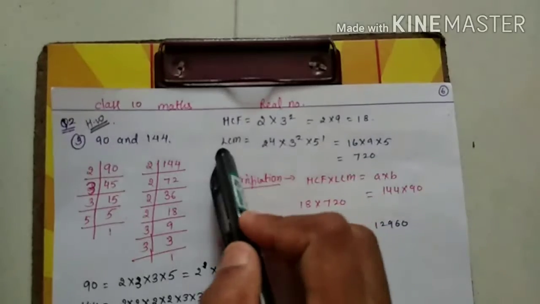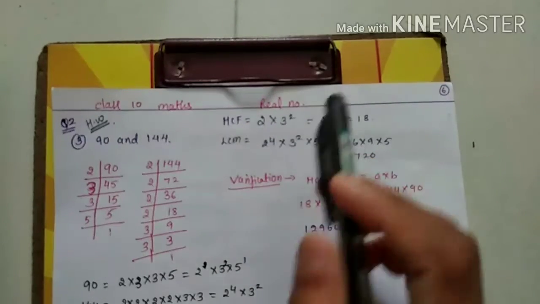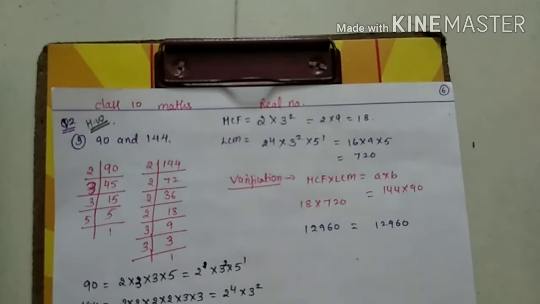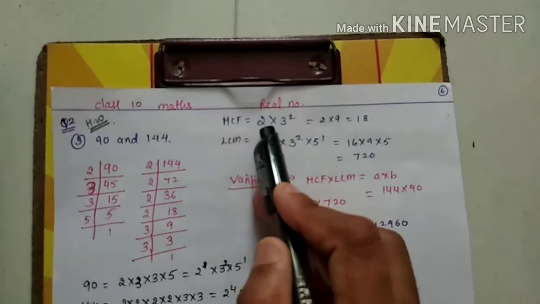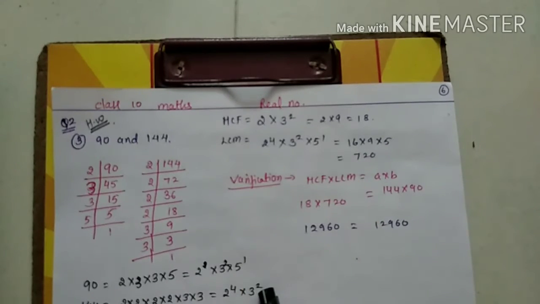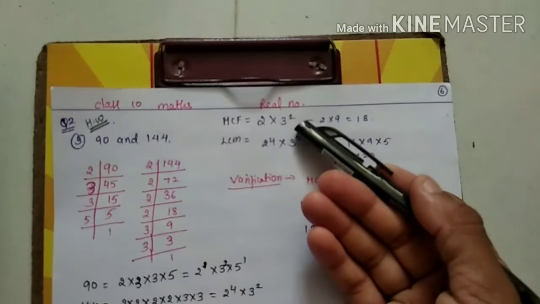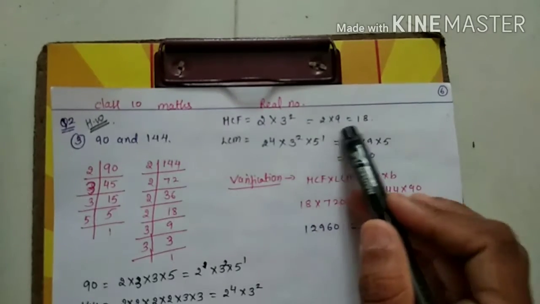After that, HCF and LCM. HCF is 2 into 3 the power 2. Why? See, here is 2 the power 1, here is 2 the power 4, so I have to take 2. And 3 the power 2 and 3 the power 2, both are the same, so I have to take 3 the power 2. So 2 into 9, 18.